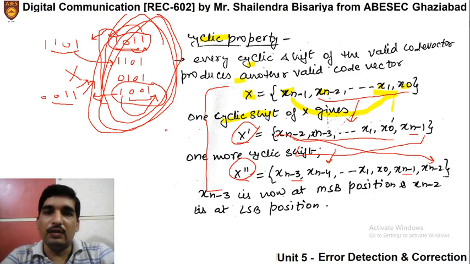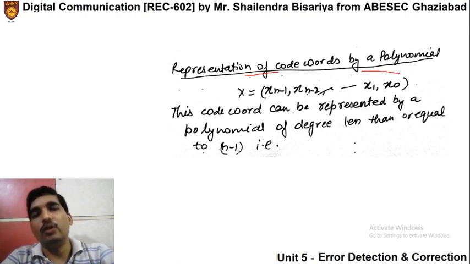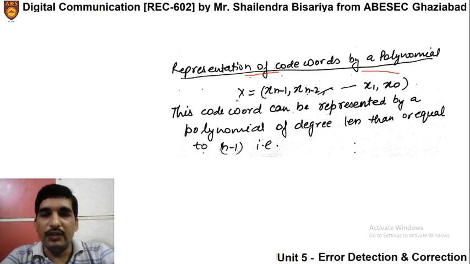Okay, now proceed further with the representation of code vectors or code words by a polynomial in cyclic code. If we say that x is a cyclic code and we are representing it as x_{n-1}, x_{n-2}, ... x_1, x_0, we can represent it as a polynomial of this much degree. This code vector can be represented by a polynomial of degree less than or equal to n minus 1.